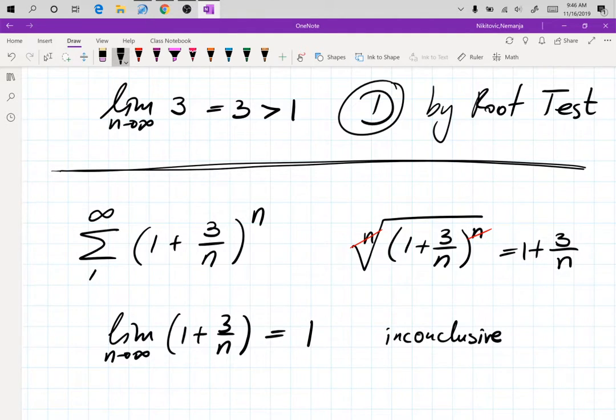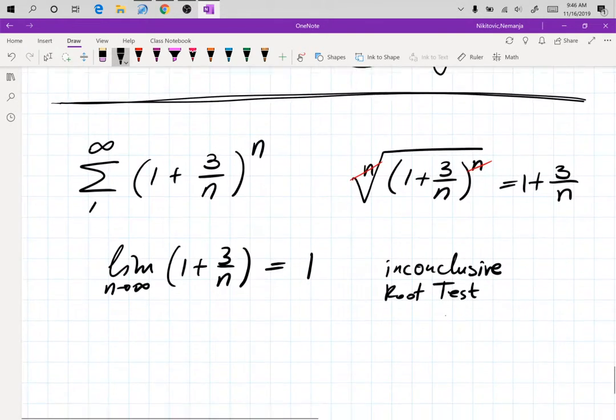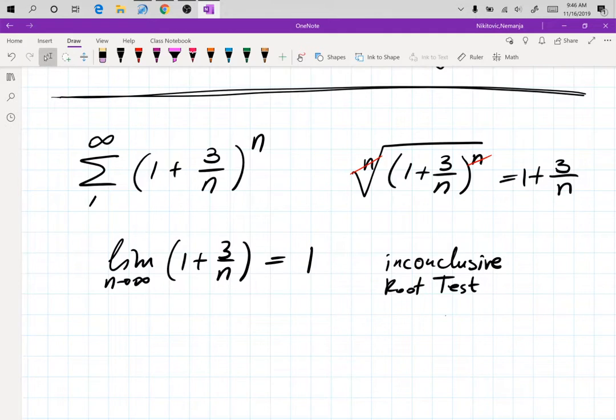So, inconclusive root test. You can run into these problems, and when you do, well, such is life. So when the root test is inconclusive, use something else. We're going to go with the divergence test now.